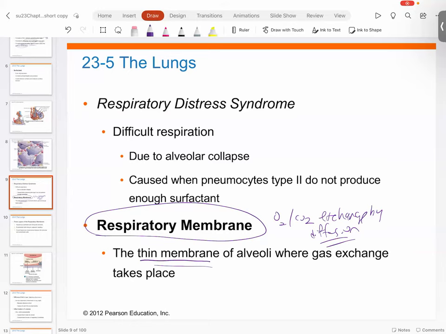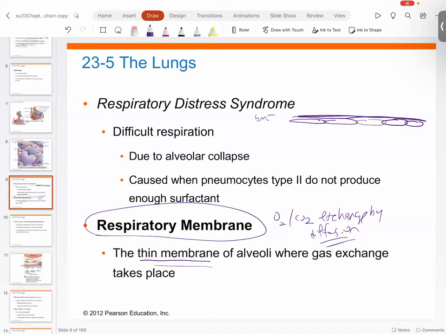So to have maximum exchange, the distance across which oxygen and CO2 have to pass has to be the smallest you can possibly get. Well, what is the smallest distance you could possibly get? Well, think about it. The smallest you can possibly get in terms of a liner is a simple squamous endothelial liner, yes, with a basement membrane. That's as thin as you can get, right?